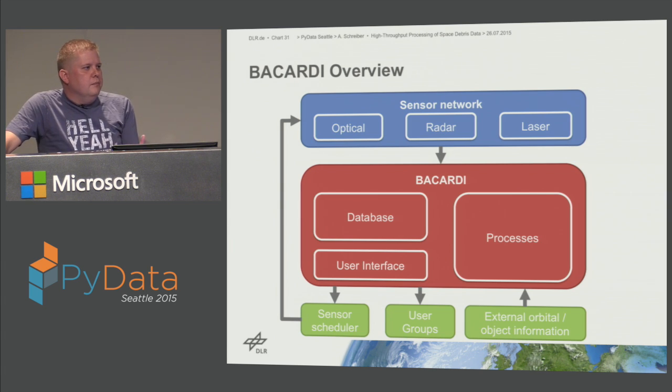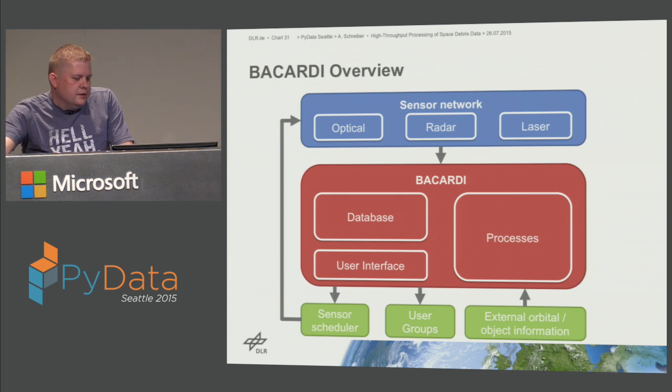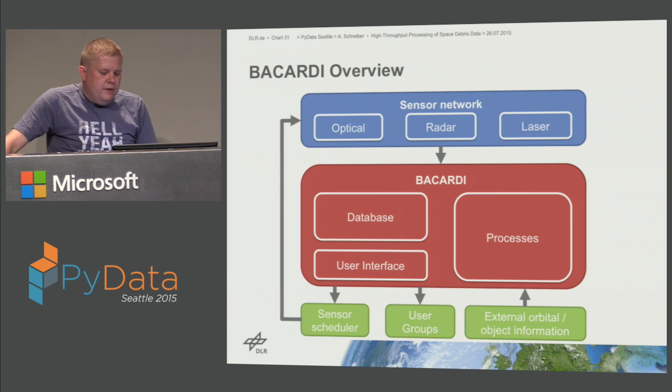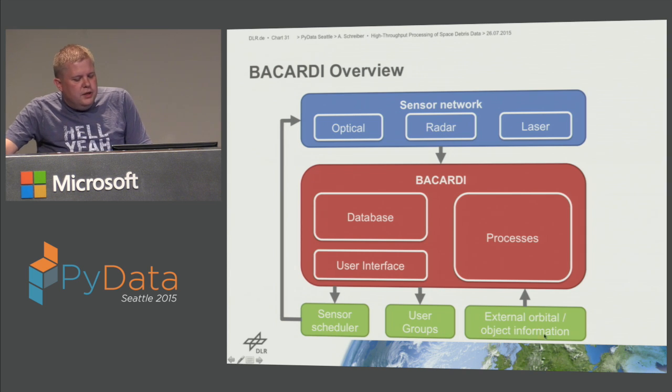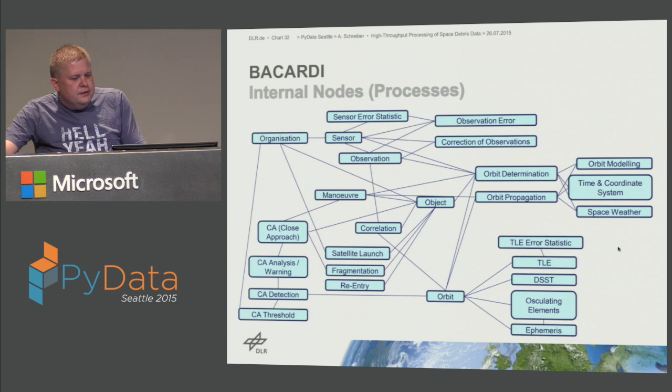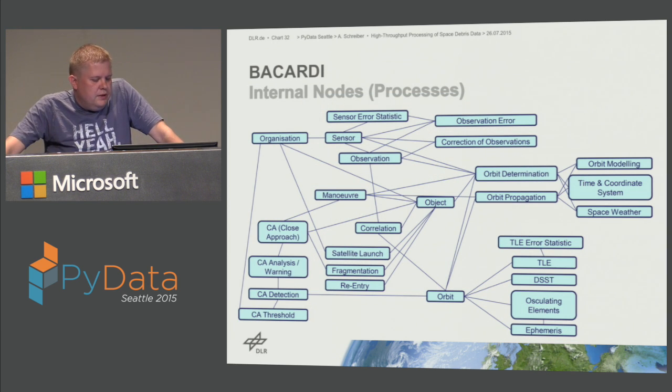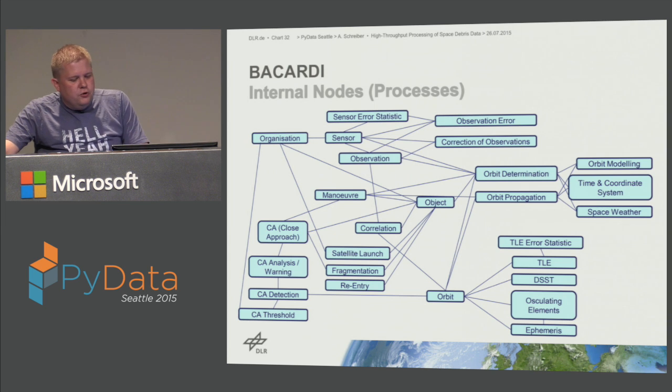And in the world of the aerospace engineer, processes are not really processes on a computer, but algorithms that run and compute something, like an orbit or a prediction of a collision. Those are processes. And we have the sensor scheduler below that controls the telescopes. We have connections to other users, so user groups, and we have additional external information. And the internal nodes, the processes, there are a lot of these things for orbit propagation, orbit determination, and so on. I'm not going into detail here.